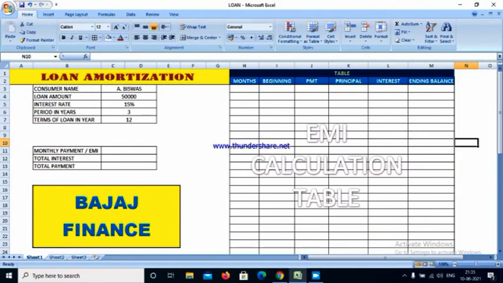Hi students, today once again I am going to show you a loan amortization chart or EMI calculation table in Microsoft Excel as your project work students. Look at here, what is EMI? What do we mean by the term EMI students?